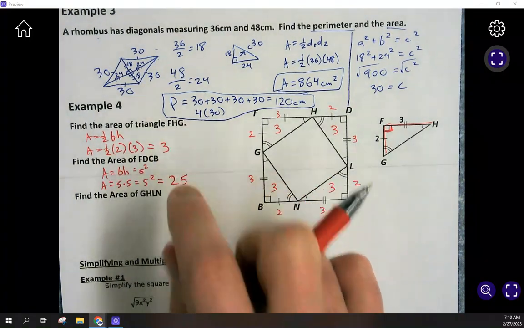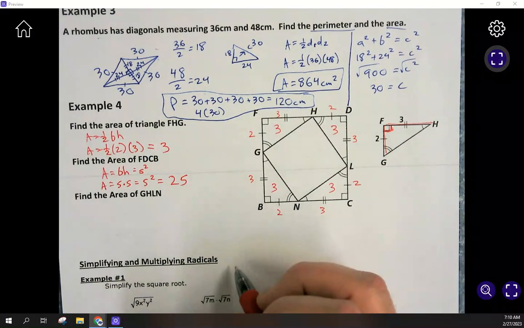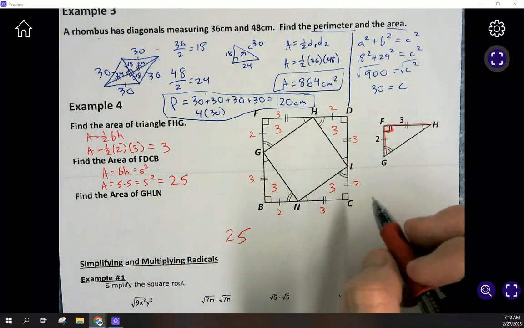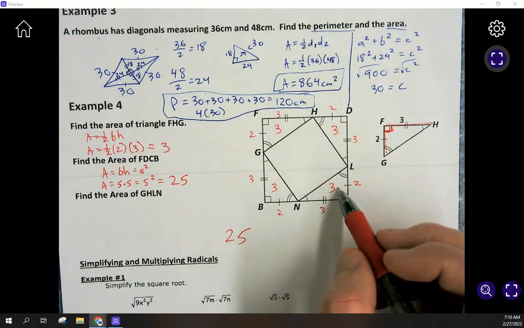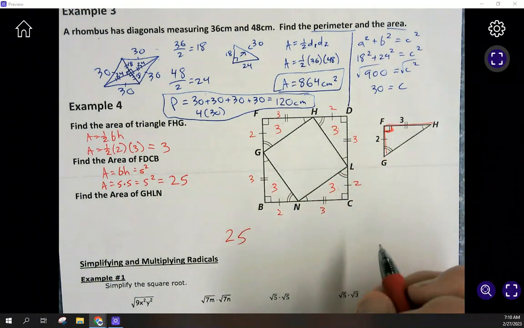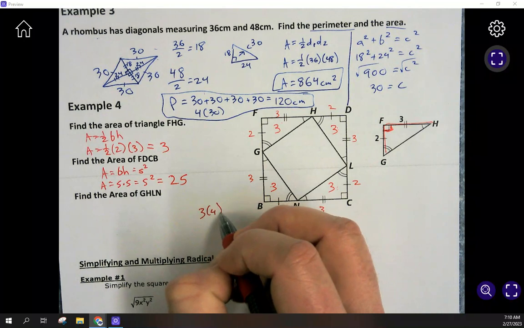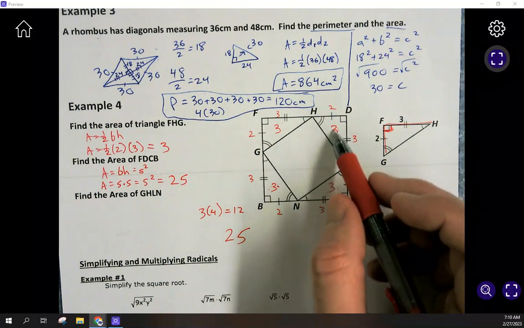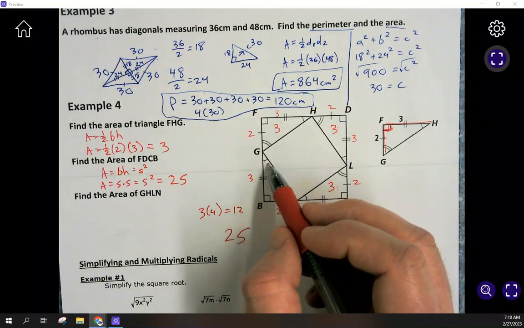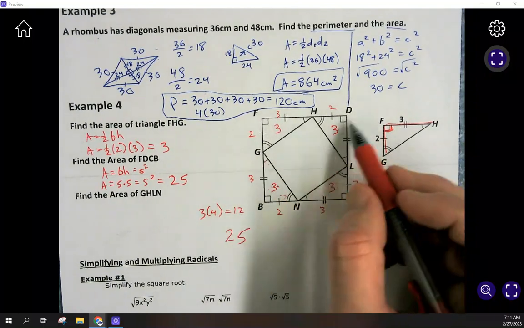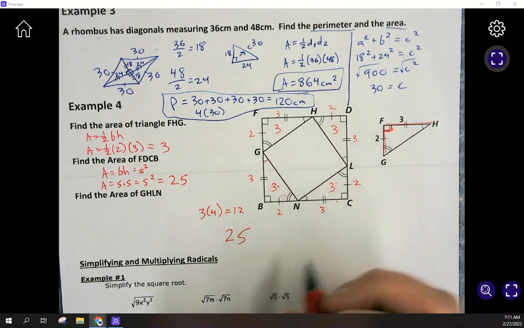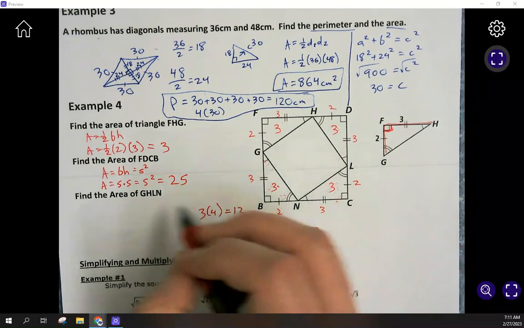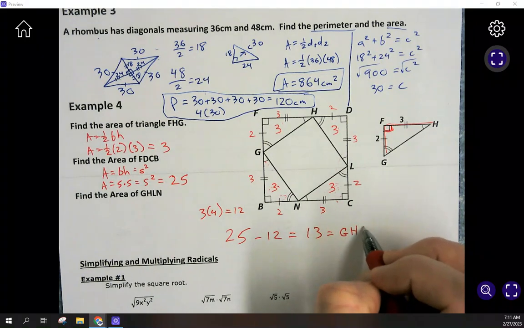If I've already got this information, I know the entire thing over here is 25. So if I shaded this entire square, it's 25. And I've got these other right triangles here that are 3 each. And so if I want to find the area of all of them together, I do 3 times 4. So the combination of all of these together is 12. And so if I take this 12, all of these 3's, away from the area of the whole square, I'm left with this on the inside. So if I do 25 minus 12, I get 13, and that's the area of GHLN.